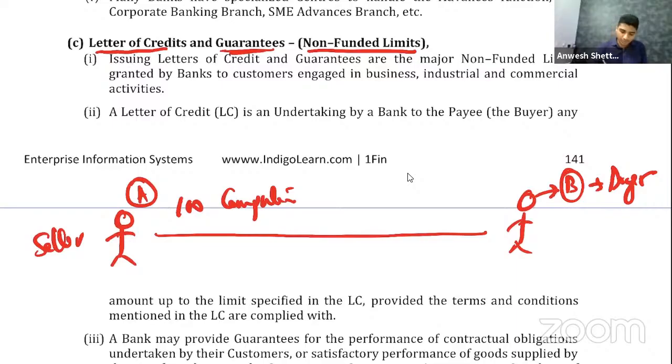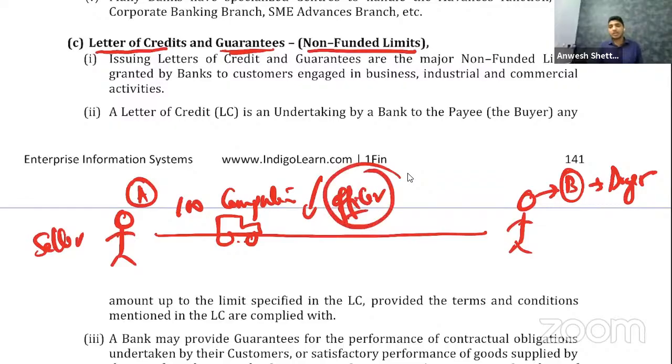A has loaded the entire consignment of computers into one truck, and the truck is going from point A to point B. But in the middle, some officer stops the vehicle. A GST officer stops the vehicle and says your invoice is not proper, your e-way bill is not proper, or in simple words, some documents are not proper. I am going to seize this vehicle. Seize means he is going to take that vehicle and keep it in his department.